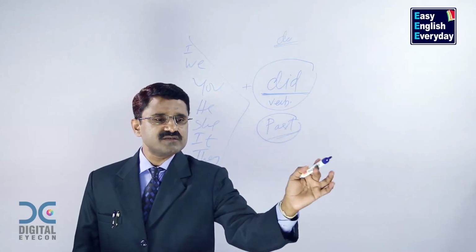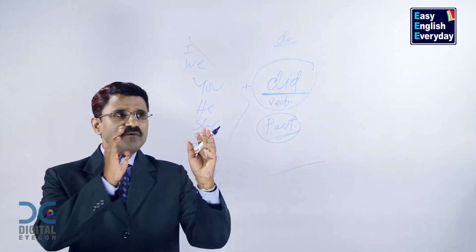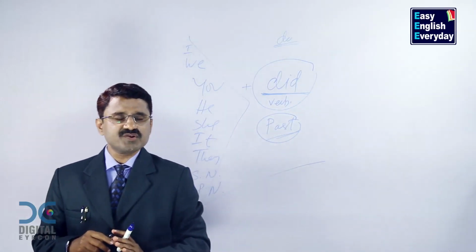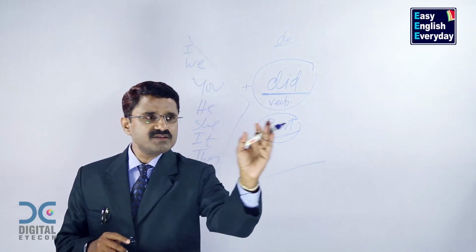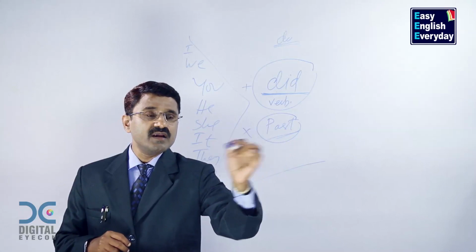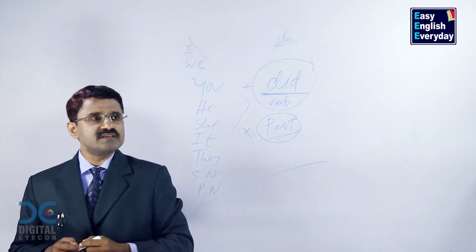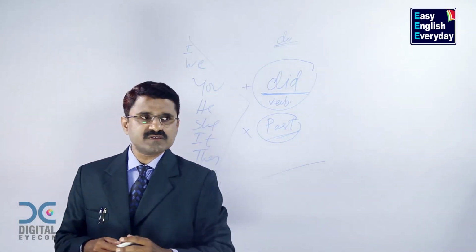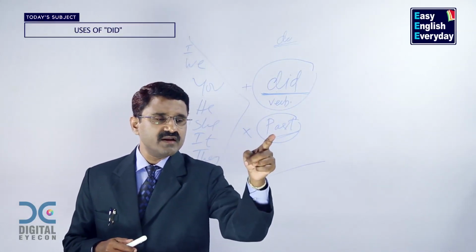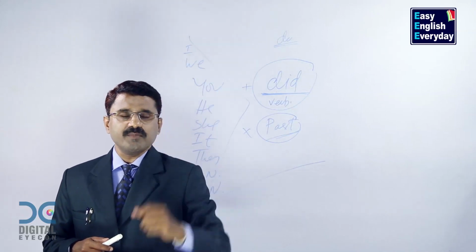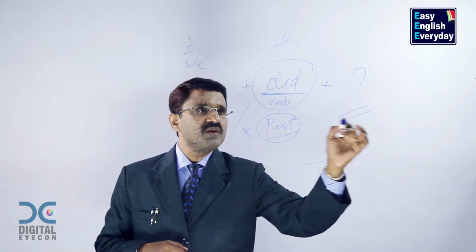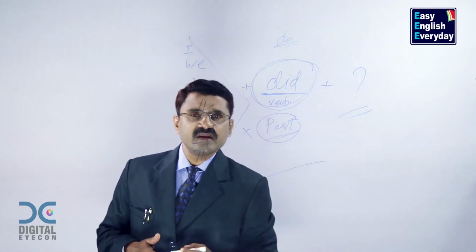It indicates past tense. This is grammar. Before making sentences with did, you have to remember this information. If you violate any rule, if you use it for present or future tense, it is going to be a big disaster called grammar mistake. So never make that mistake. Try to remember two points: indicates past tense, used by all people. Now, how can I make sentences with this sweet little three-lettered word?